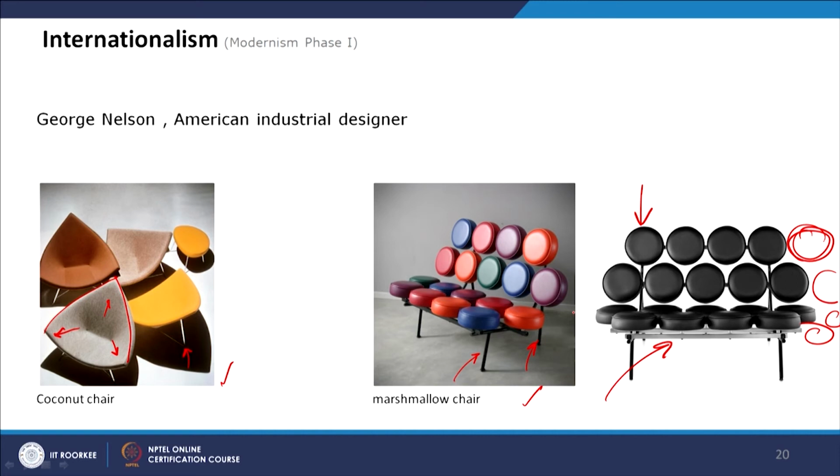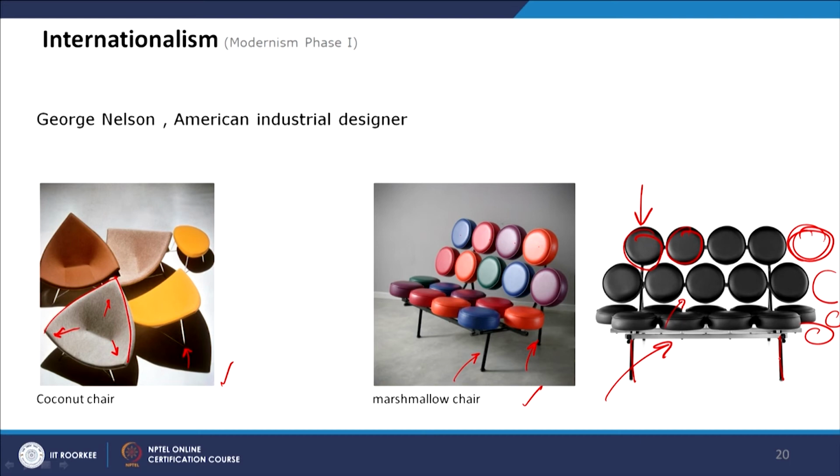And it looks like marshmallows, different marshmallows acting as cushions. Here also you see the pure geometry, the circle, which is getting repeated, and the play of solid and void, and it also has a light nature. It's not a bulky sofa, it's very lightweight, and supported by only a few steel members.